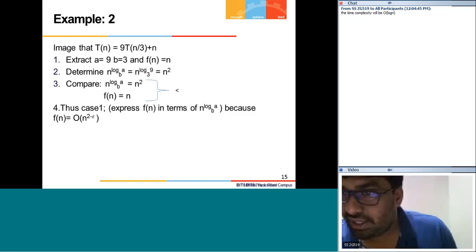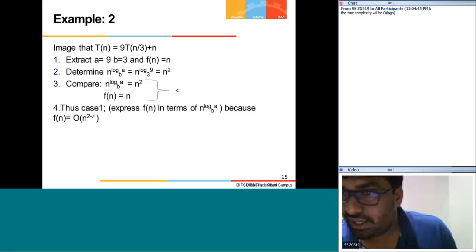You have a question for f of n. Master theorem will not be solving all recursion problems here. Why? We will see with example number 3. See, master theorem is not a solution for all recursion problems. If you are not able to find a solution in master theorem, especially with case 3, you have to use the substitution method.